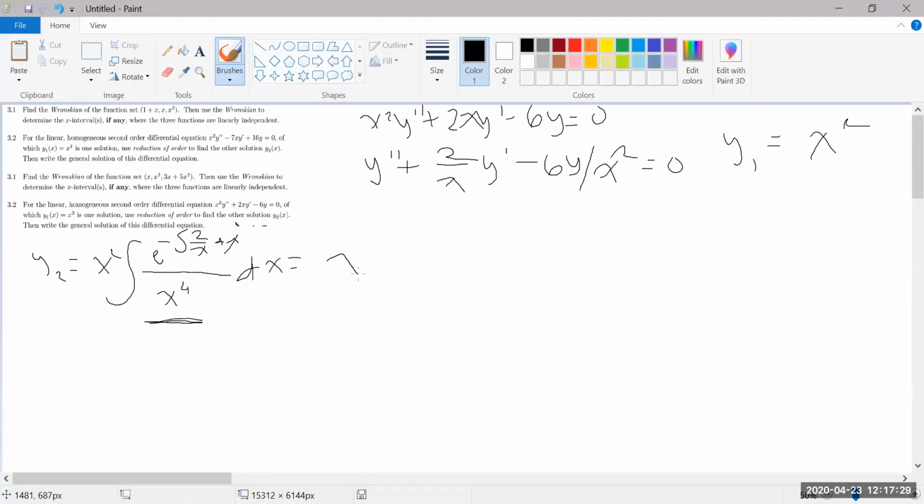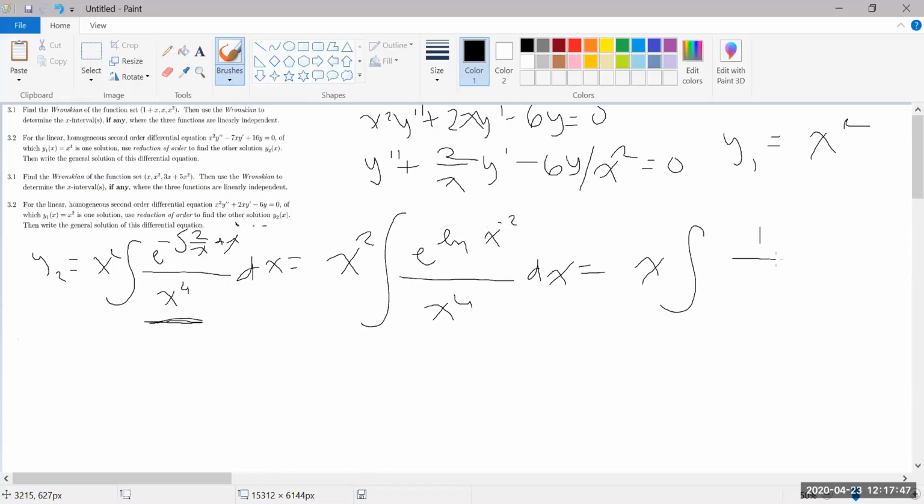That goes to x squared times the integral of e to the ln x to the negative 2 divided by x to the fourth dx, which then goes to x squared times the integral of 1 over x to the 6th dx, which gives us our y2 equals, I'm sorry, x squared times that, so our y2 equals negative 1/5 x to the negative 3.